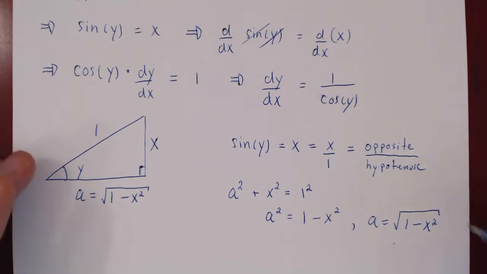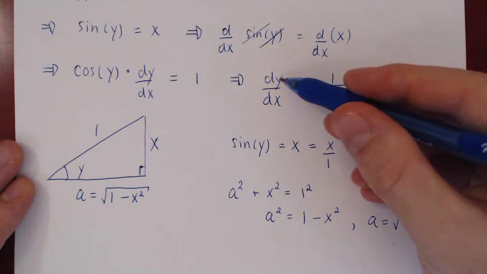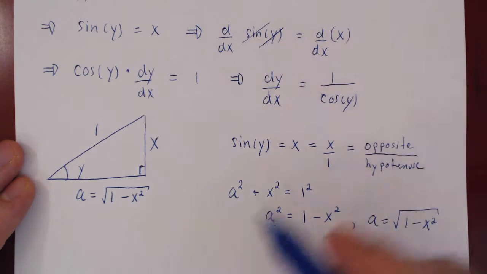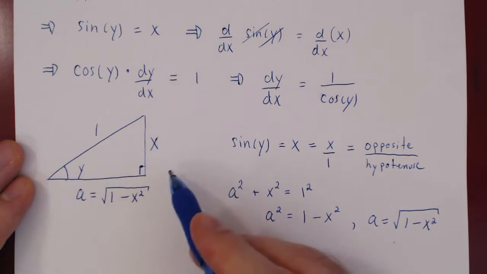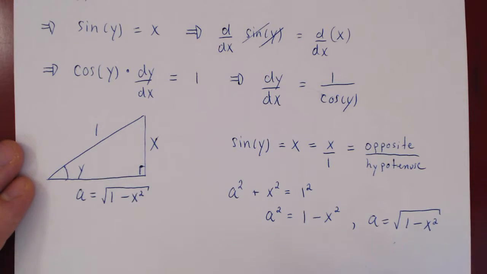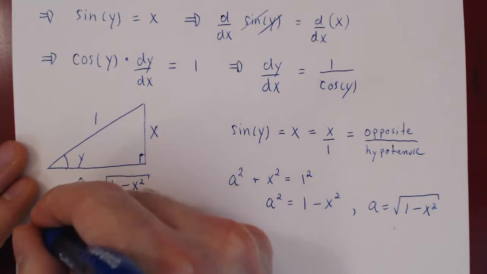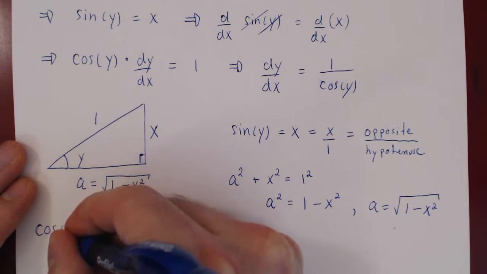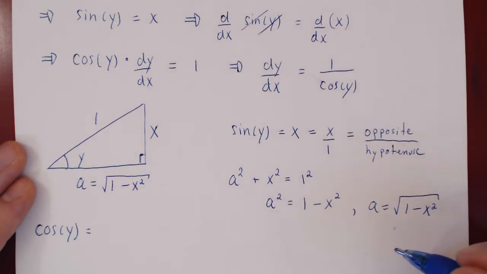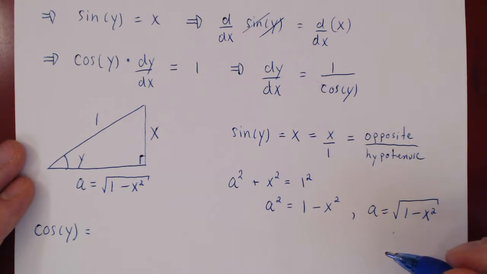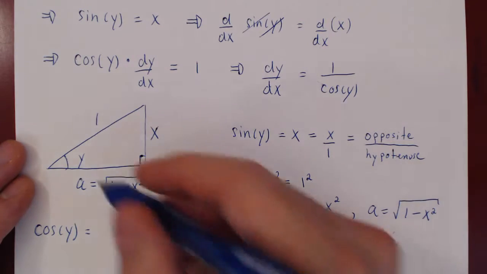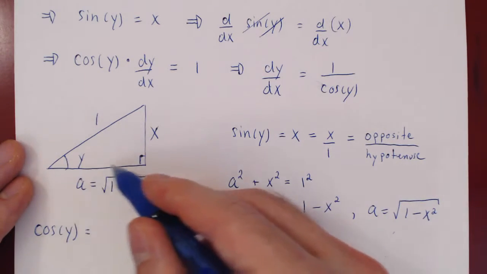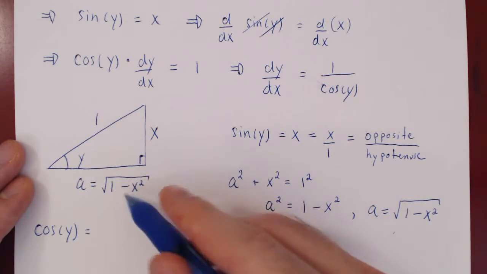And if we go back, well, the derivative of arc sine was just 1 over cos of y. But since we have a complete triangle, we can easily find cos of y. Right? So cosine of y. Again, recall your definition or your trick from SOHCAHTOA. Cosine is by definition the adjacent side, which is the root of 1 minus x squared.